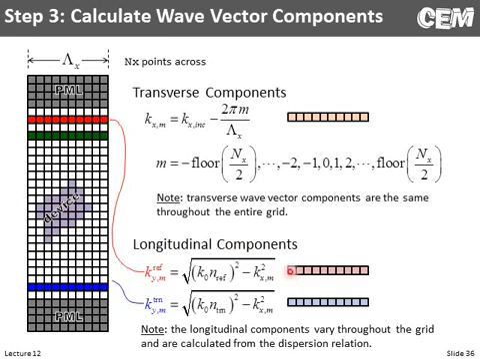So at this point, we have a 1D array containing the y components of the wave vector on the reflected side. And we also have a 1D array containing the longitudinal components of the k vector on the transmitted side. And also we're storing this kx, which is the transverse component throughout the entire grid, in another 1D array. So we're coming away from this slide with 3 more 1D arrays. The transverse components that exist everywhere, and the longitudinal components on the reflected and transmitted sides.